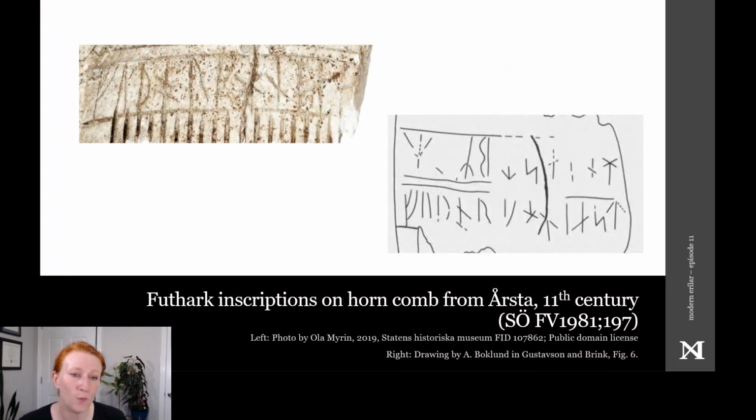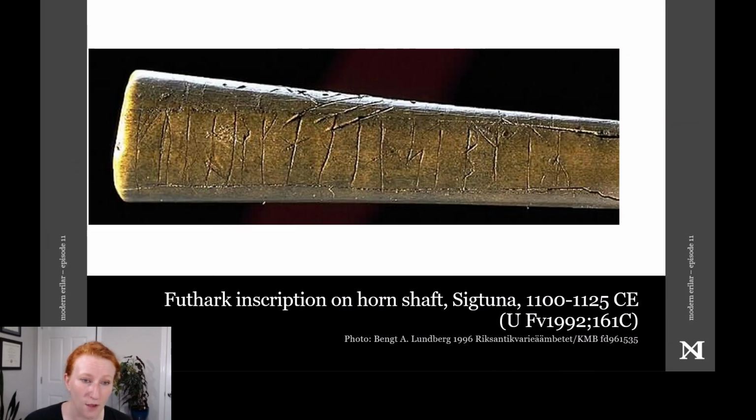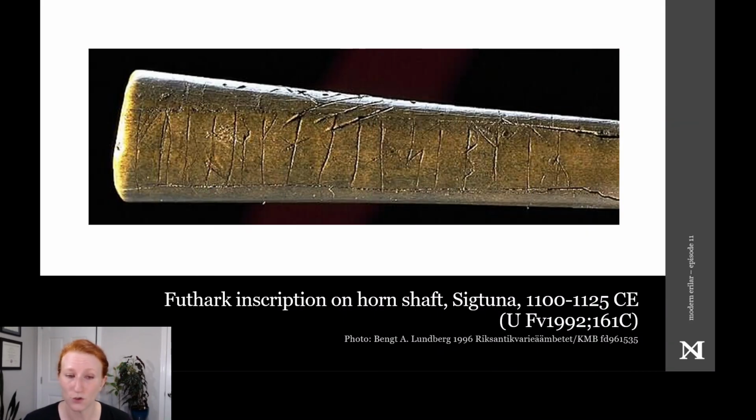On this comb from Årsta in Södermanland and dated to the 11th century, there were originally 3 different partial futharks, which together make up nearly a full rune row. We can observe here a long twig futhark that looks very similar to the 9th century composite futhark we built when discussing Norwegian Younger Futhark. Then we have another futhark on a horn shaft dated to 1100 to 1125 of the Common Era, again in long twig runes.